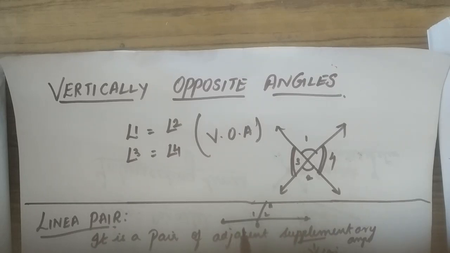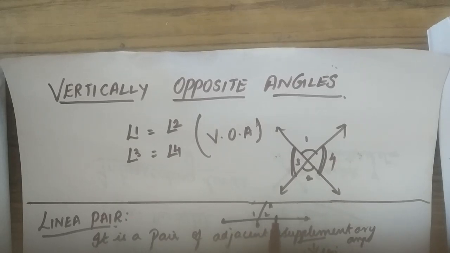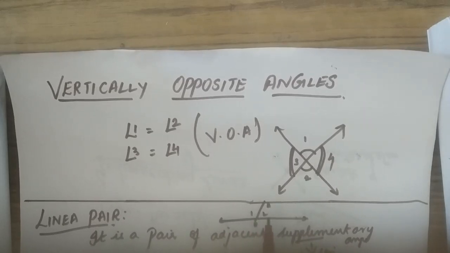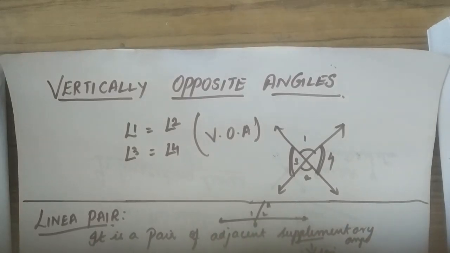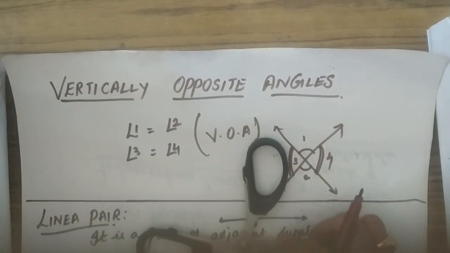Even though they are adjacent angles, if their sum is not equal to 180 degrees, we cannot say it is a linear pair. So in all linear pairs, the sum of two adjacent angles is always 180 degrees. Again, scissor is a very good example for linear pair. So you can see this scissor.